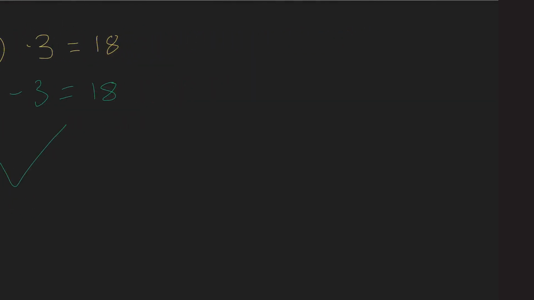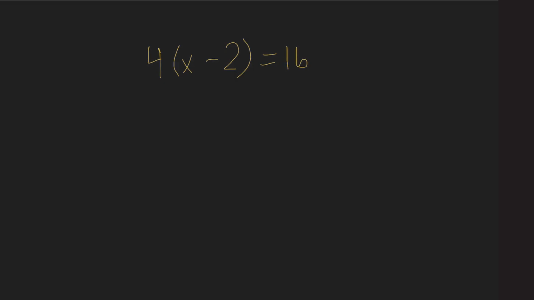Now, let's do a problem where you can do it by yourself. You can try it. 4 times x minus 2 equals 16. I encourage you to pause the video and try this one by yourself. Alright, now that you've tried it, let's do it together.